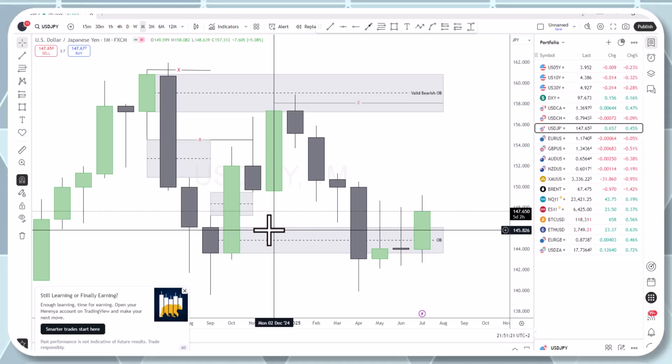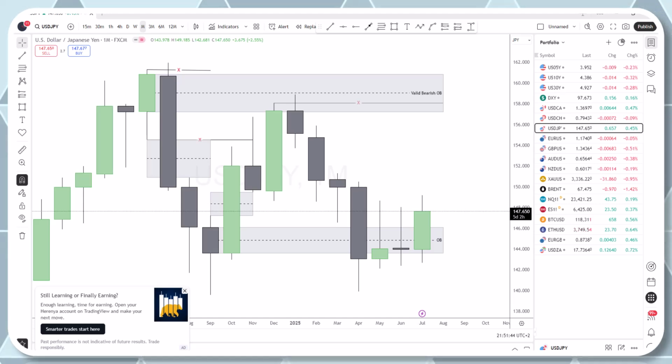We need a clear break of structure. This confirms the market is flipping direction. If we don't break structure, the OB is not confirmed. It might just be a pause, reaccumulation or redistribution, not a reversal, right? Number 4 on the checklist.